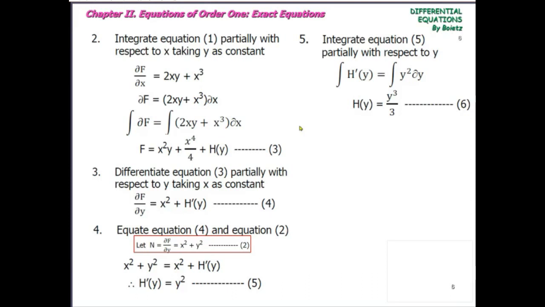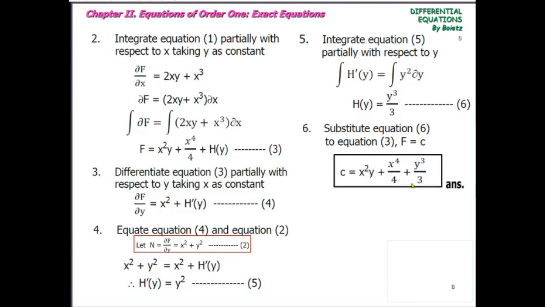Okay. Actually, ang hahanapin lang natin yung hy. Ito, pag in-integrate mo siya ng isa, hanapin lang yung hy. And that hy, substitute sa equation 3 with f is equal to a constant. And that will be your general solution. Okay? So, f is equal to c, x squared y plus x to the fourth over 4 plus hy, which is y cubed over 3. So, ganun kahaba yung solution nito. But actually, yung method na to, hinahanap mo lang itong hy. Yun lang. Yan, nahaba ng solution yan.